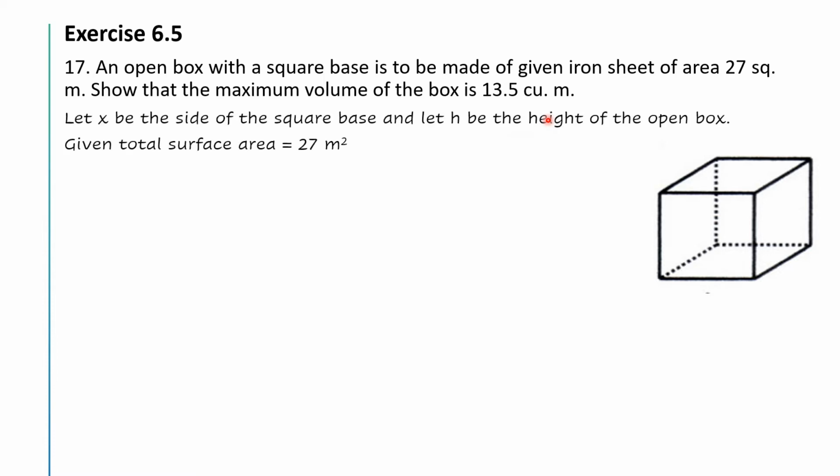So first let us take, let x be the side of the square base and let h be the height of the open box. And here it is given the total surface area is 27 meter square. Here the total surface area will not include this part. So for this question we have this square base of side x and this is the height h.